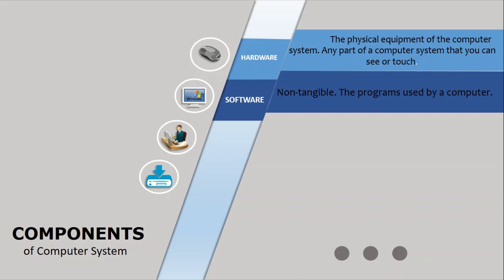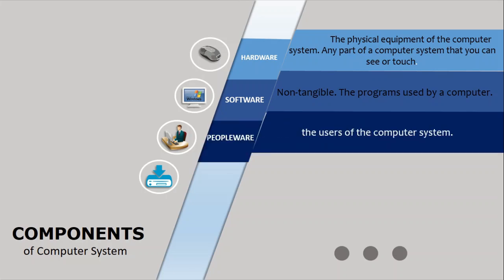Next one, we have software. Software is non-tangible o hindi nahahawakan. These are programs used by a computer. Halimbawa ng software ay Microsoft Word, Google Chrome, or other programming languages such as Visual Basic and Java.